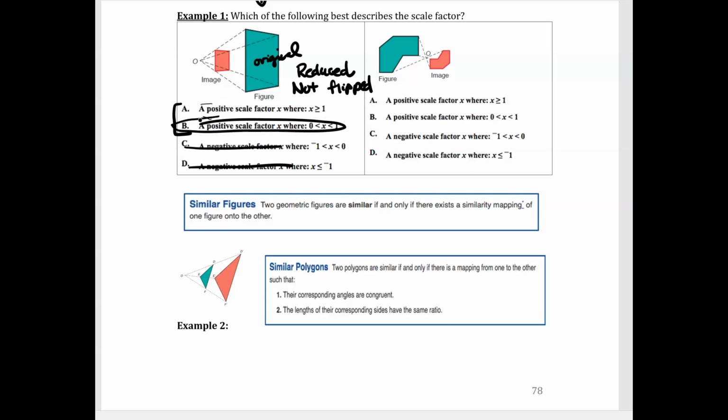Now for the second example, we've got our original figure. So this is our original. It looks like we've got a situation where we're flipping. Oh, and you know what? Let me actually mention this real quick.